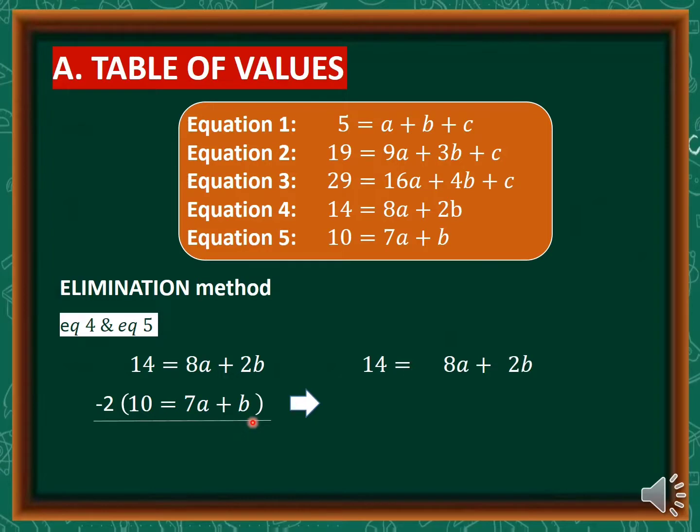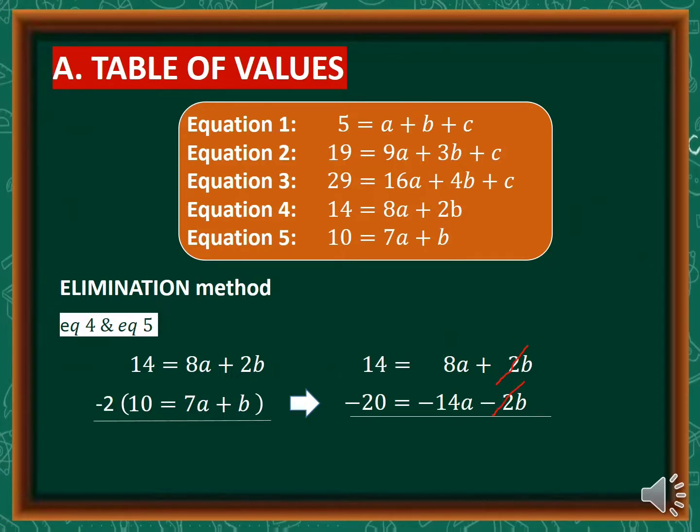Now, simplifying negative 2 times 10, ayan, syempre, kopyahin muna natin yung una. 14 equals 8a plus 2b. And then, for our second equation, negative 2 times 10 is negative 20 equals negative 2 times 7a, we have negative 14a. And negative 2 times b, it's equal to negative 2b. Elimination, positive 2b and negative 2b, the answer is 0. Na-eliminate na natin. So, that is the purpose of elimination.